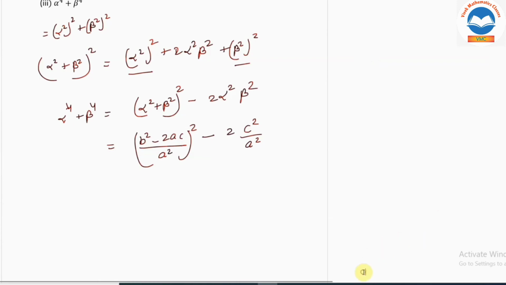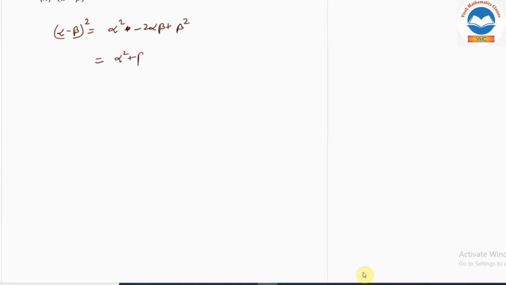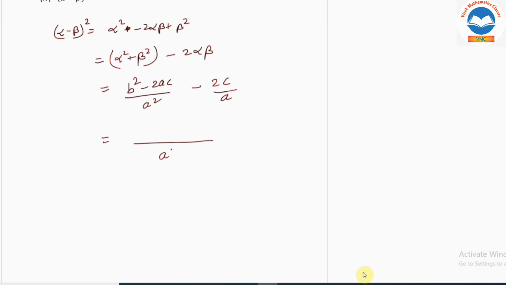So next, the fourth part that we have been given. They are asking alpha minus beta whole square. So what is the formula for alpha minus beta whole square? Alpha minus beta whole square will be alpha square minus 2 alpha beta plus beta square. So I will write this as alpha square plus beta square minus 2 alpha beta. Now we know alpha square plus beta square from the first part. What was that? B square minus 2ac divided by a square, and minus 2 alpha beta, so 2 times c by a.